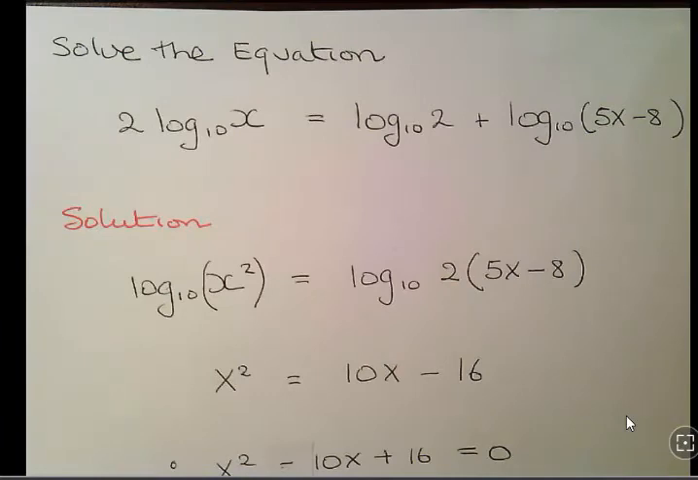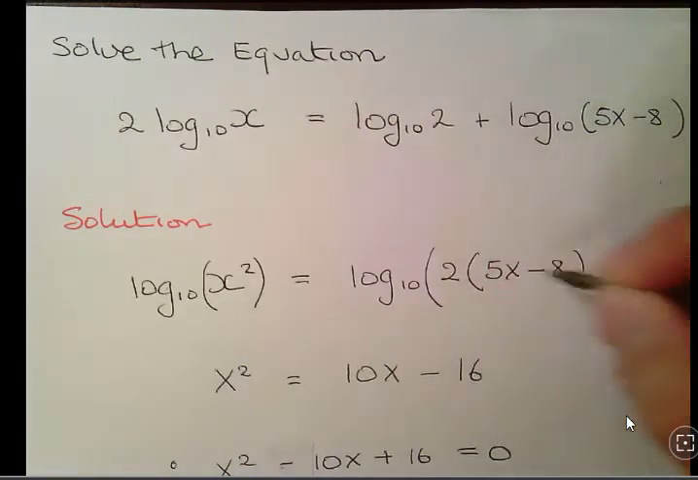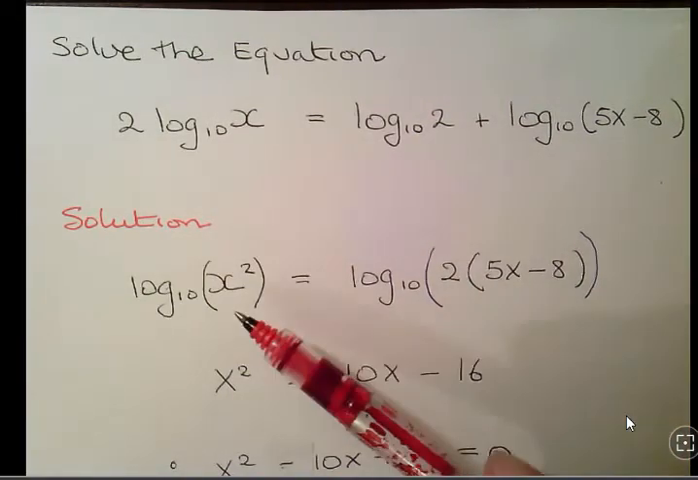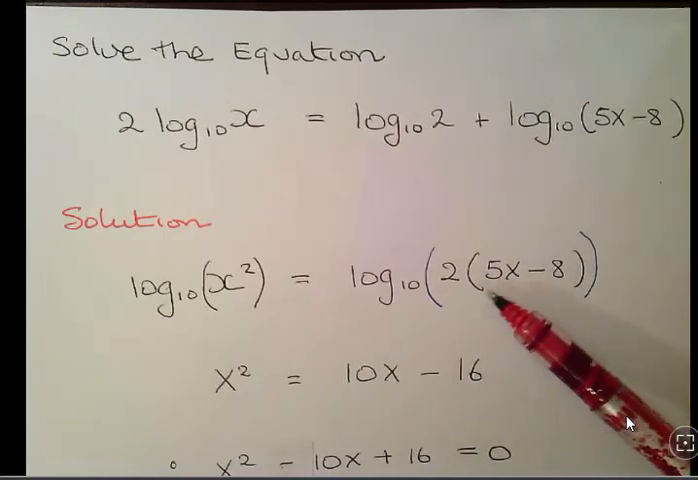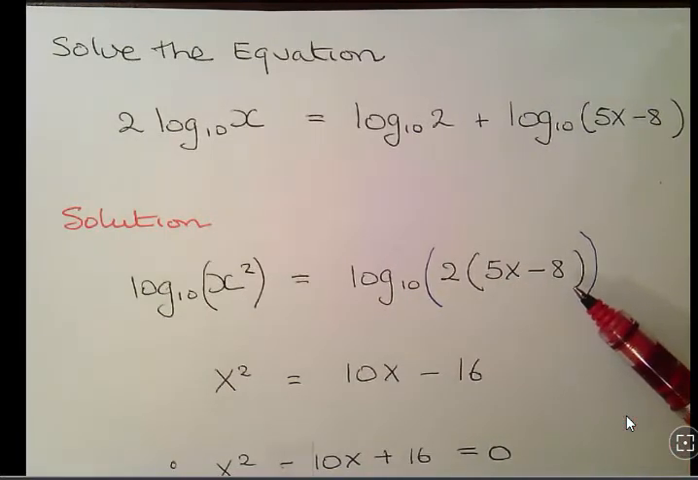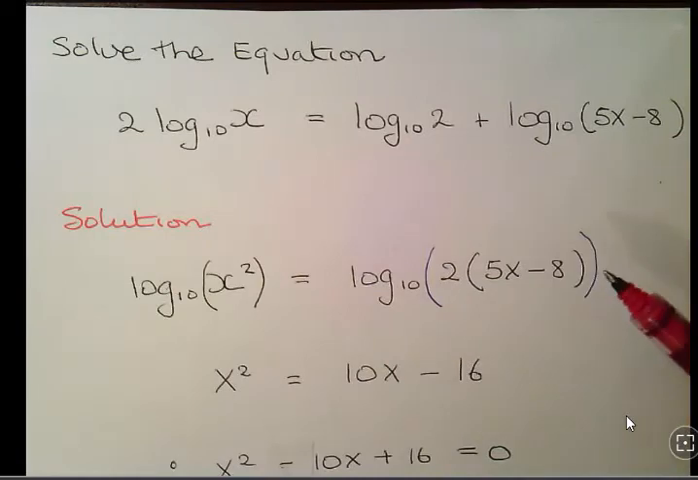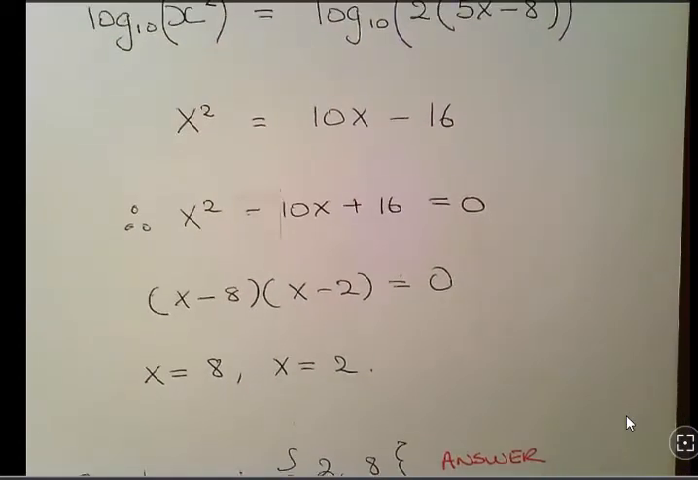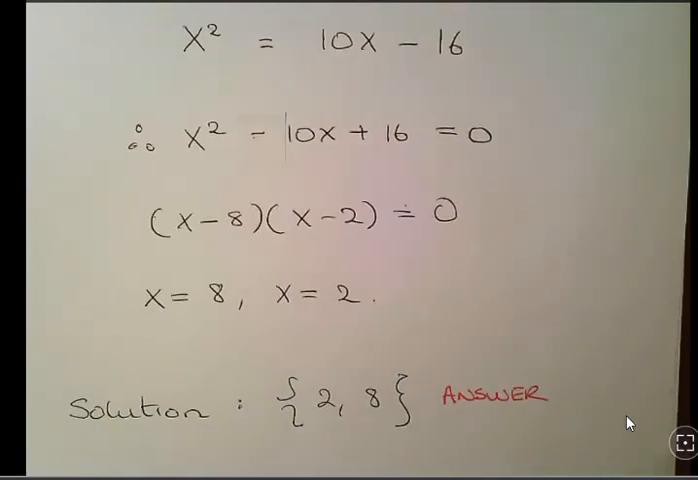I'll put this in brackets just to emphasize that x squared necessarily is equal to 2 times 5x minus 8. We're carrying out the same operation on both sides, so necessarily they must be equal to each other. So x squared equals 10x minus 16. Rearranging that and setting that up as a quadratic, we have x squared minus 10x plus 16 equal to 0. So it should be fairly straightforward now.